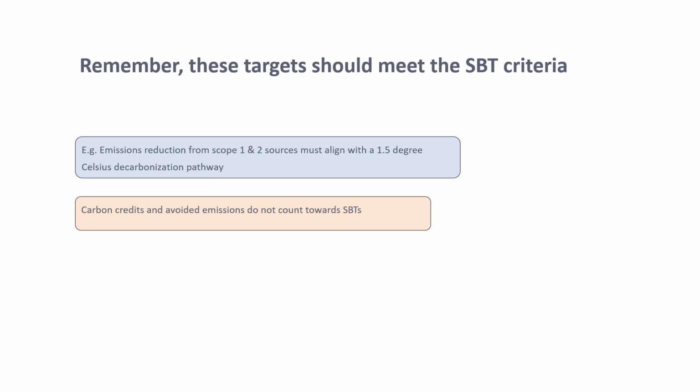There are a couple of SBT criteria. The most common of them is that emissions reduction from scope 1 and 2 must align with that climate science pathway that has been produced in order to reach 1.5 degrees Celsius. Also, carbon credits and avoidable emissions do not count towards SBT.